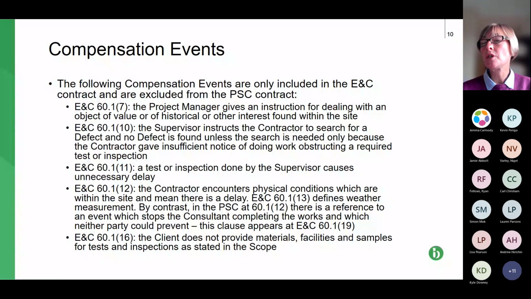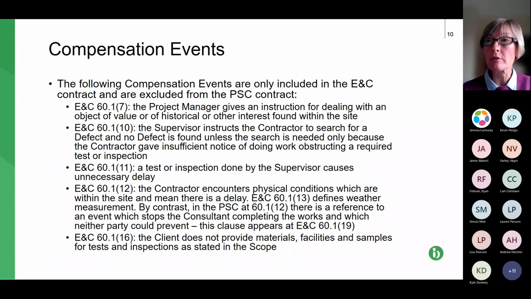And also the engineering and construction contract at 13 has a weather compensation event, a really tricky one to claim under because you require really, really bad weather, not just UK temperamental weather. Again, not a CE under the professional services contract.